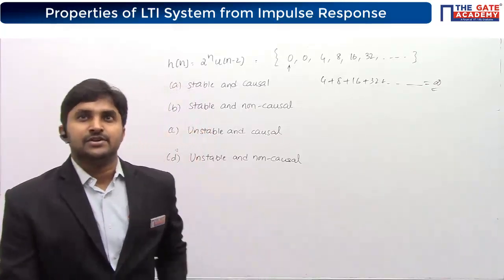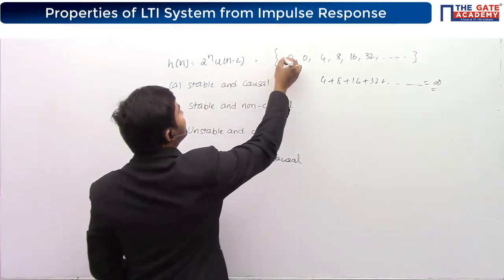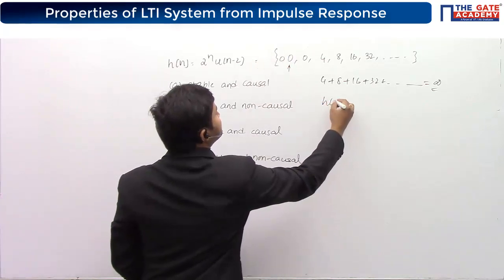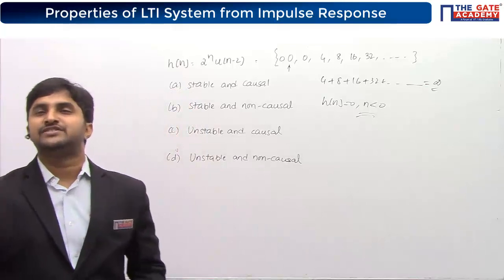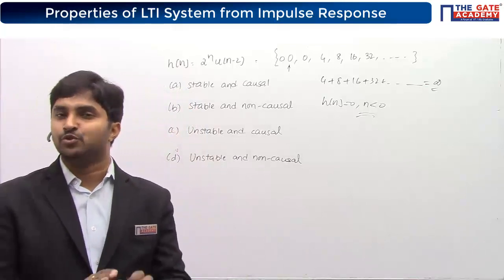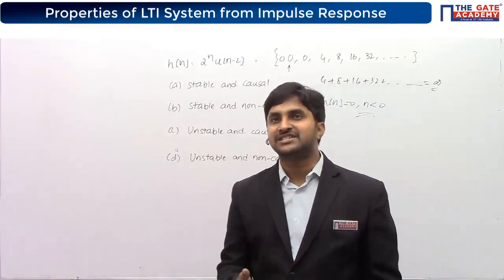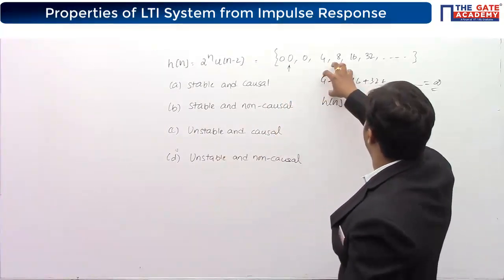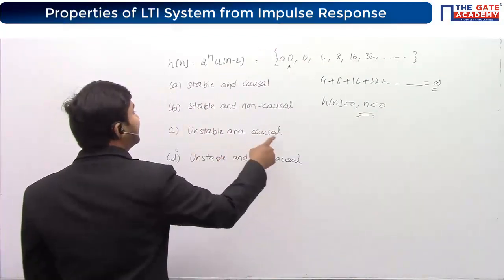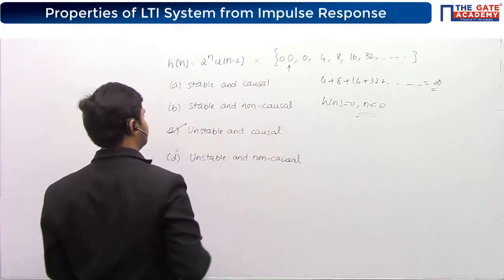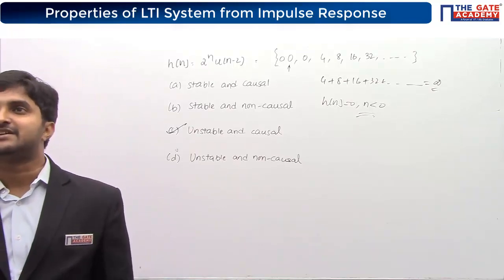Next thing is whether it is causal. As you see, h of n is equal to 0 for n less than 0 is satisfied. So there is no problem with causality. The only problem is with the stability. As we can see, h of n is not absolutely integrable, so it is not stable. It is unstable, but it is causal. So the answer is option C.